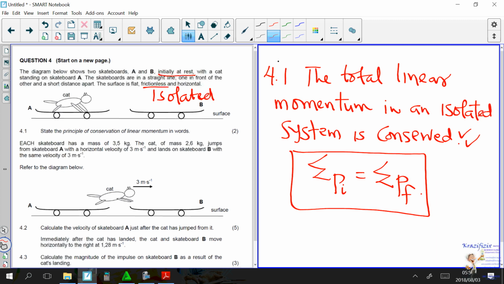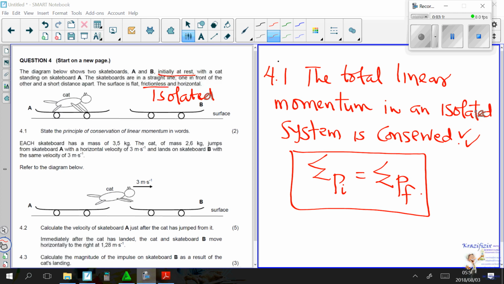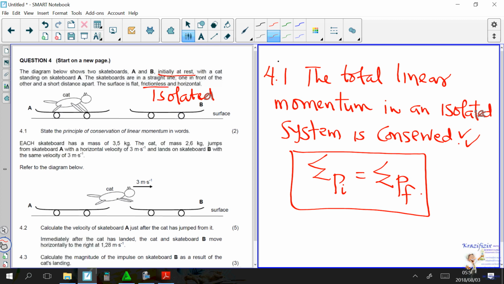Now, each skateboard has a mass of 3.5 kilograms, which we see right there. The cat of mass 2.6 kilograms jumps from skateboard A with a horizontal velocity of 3 meters per second and lands on skateboard B with the same velocity of 3 meters per second. Refer to the diagram. Do you notice both skateboards were already at rest? The cat jumps from one to the other. We need to understand the question in order to deal with it effectively.